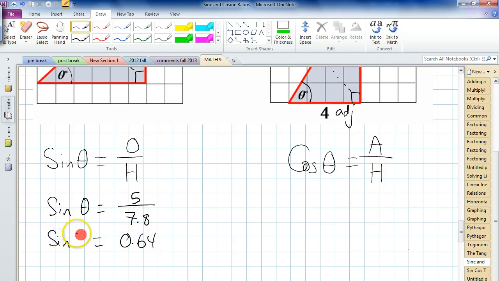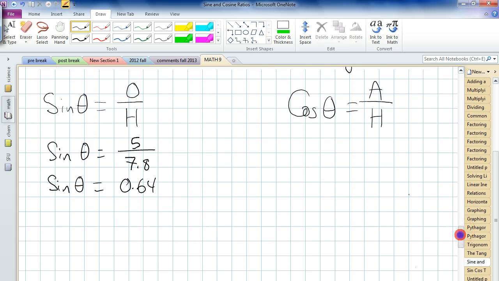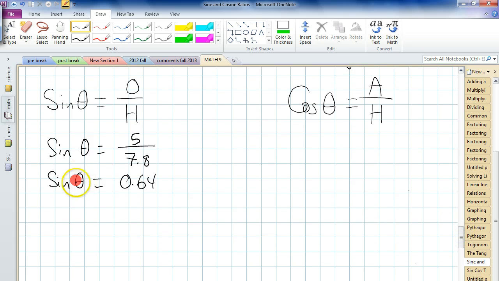On this side, we don't know anything yet. Sine theta. I want just theta by itself. Remember, theta means unknown angle. How do I get rid of sine? What's the opposite of sine? It's the inverse sine. Sine to the negative 1 on this side, do the same to the other side. Sine to the negative 1 of that. That cancels those out. We're left with theta. 0.64 inverse sine.